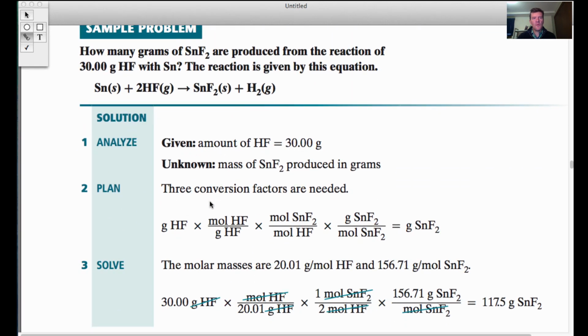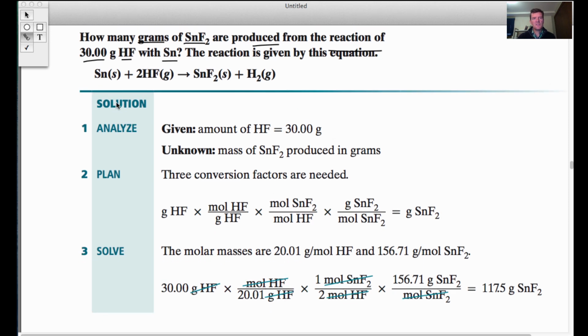Let's do one more here. It says how many grams of SnF2 are produced from the reaction of 30 grams HF with Sn. And they're giving us the reaction there. I think it looks like it is balanced. It is balanced. So all I'm going to do is rewrite this just so I have some space.